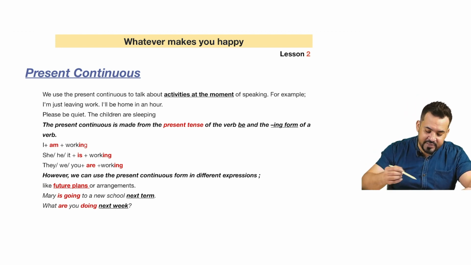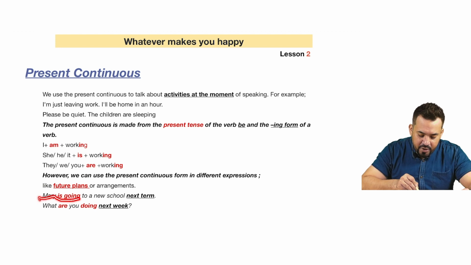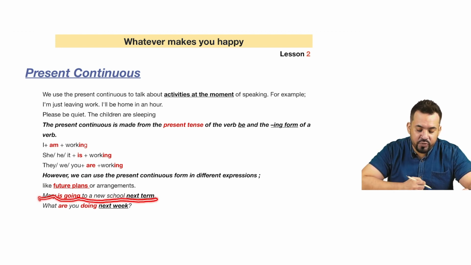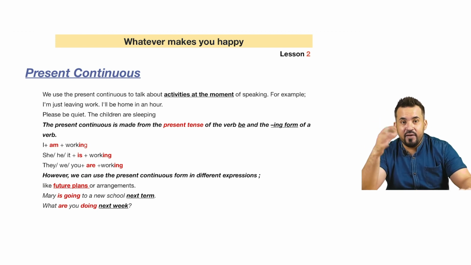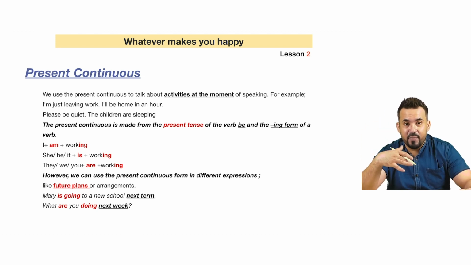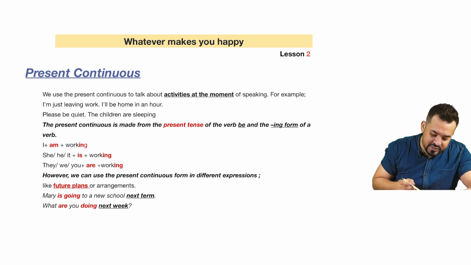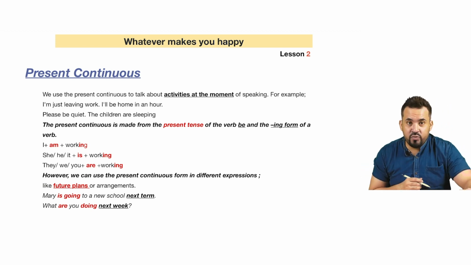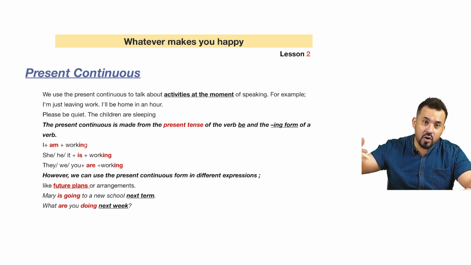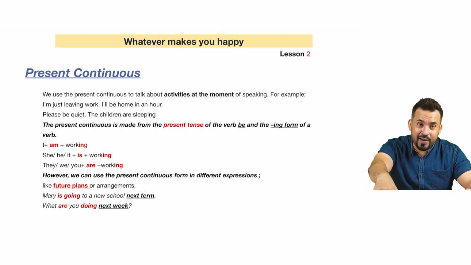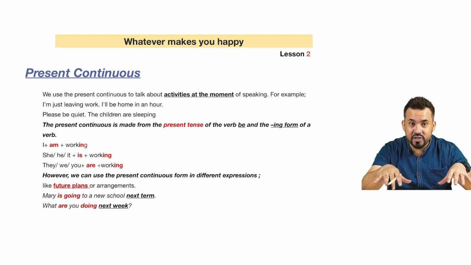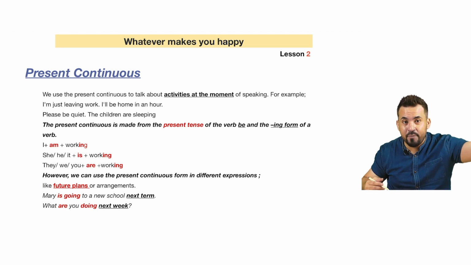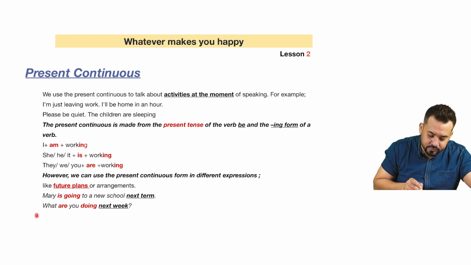Let's take a look at some examples. Mary is going to a new school next term or semester. Term is British English, semester is American English. So you can say here, Mary is going to a new school next term. She's not going right now, at this moment. So this action is not happening at the moment of speaking. This action is going to happen in the near future.